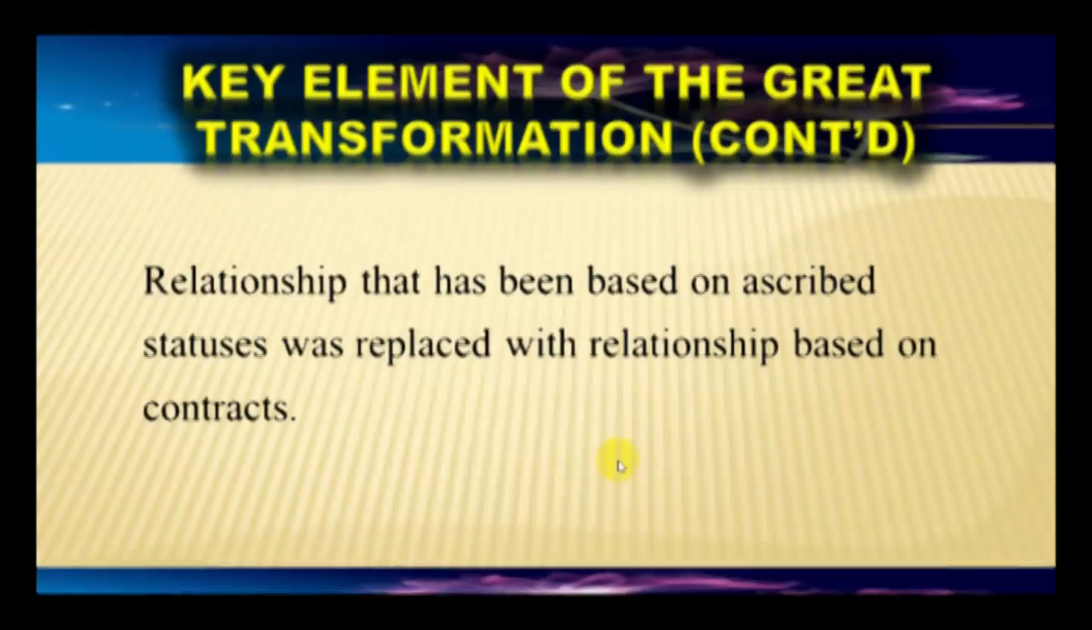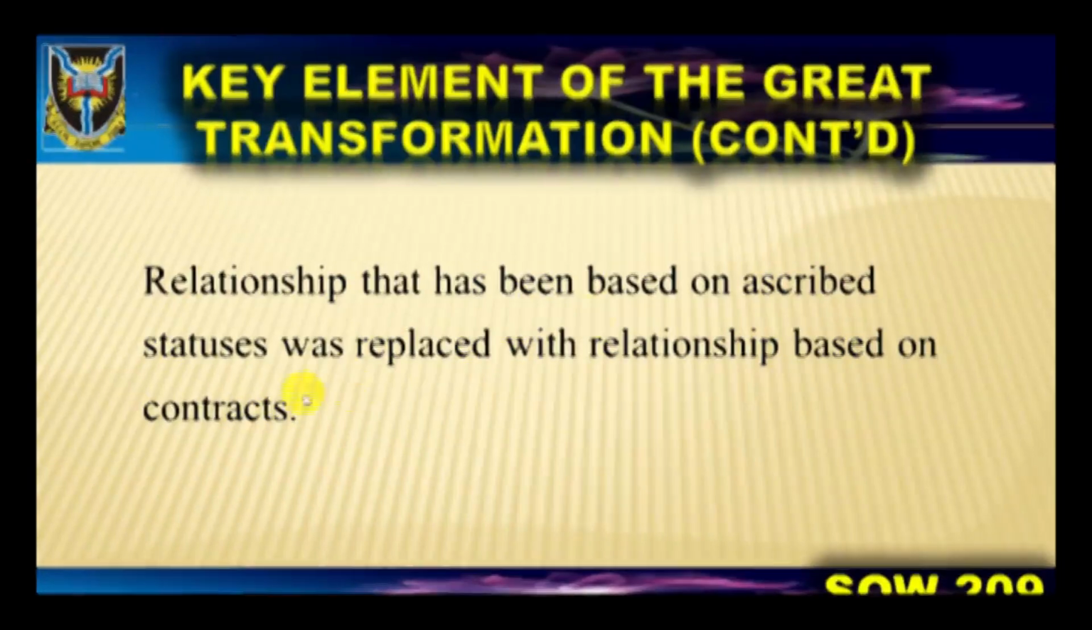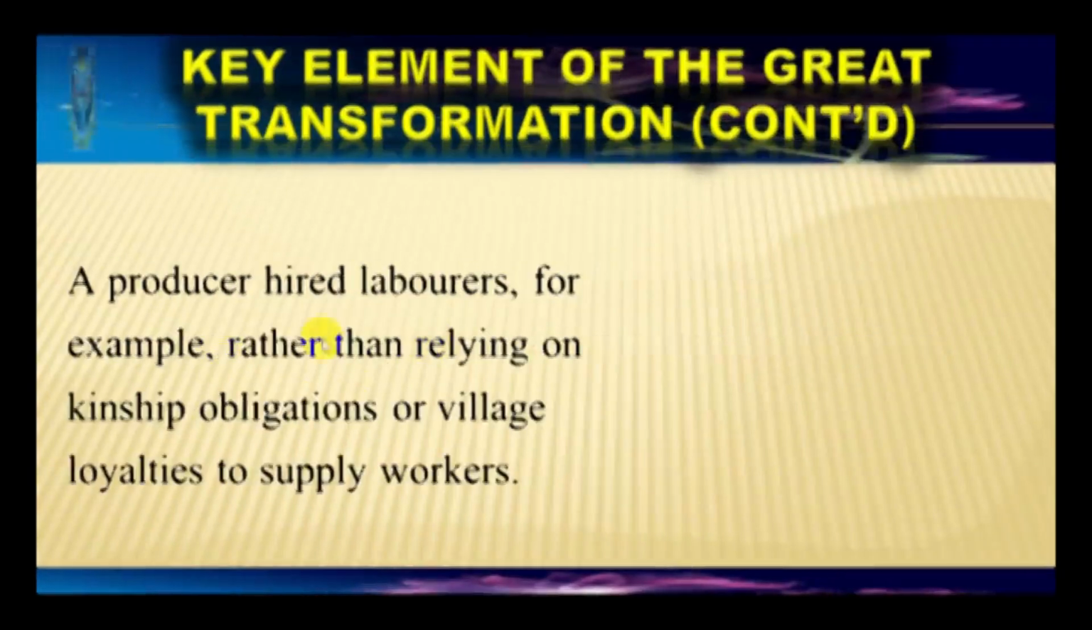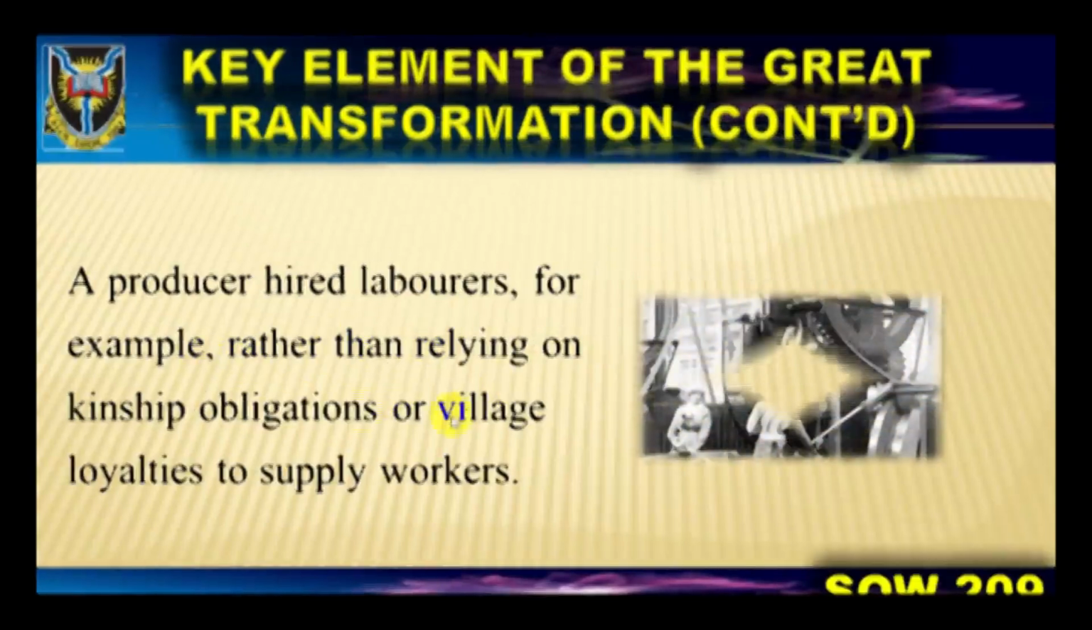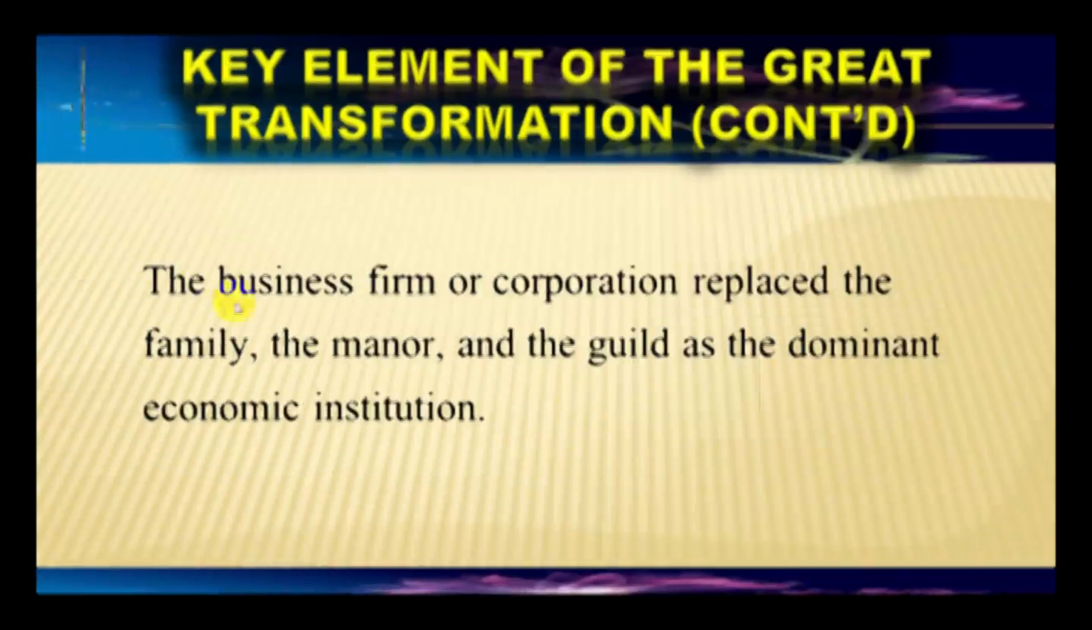2. Relationships that had been based on ascribed statuses were replaced with relationships based on contracts. A producer hired laborers, for example, rather than relying on kinship obligations or village loyalties to supply workers. 3. The business firm or corporation replaced the family, the manor, and the guild as the dominant economic institution.